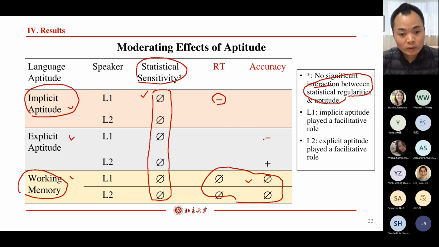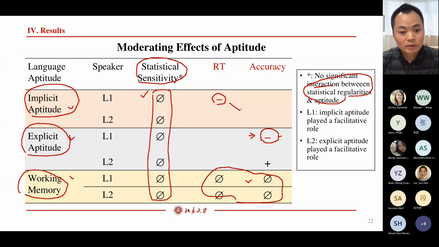But if we run the analysis using the accuracy data, we also see a contrasting pattern for L1 speakers. For L1 speakers who achieved higher scores in the explicit aptitude test, this is not going to benefit them at all. This is actually going to cause them hardships. They're going to be less accurate in making such judgments.